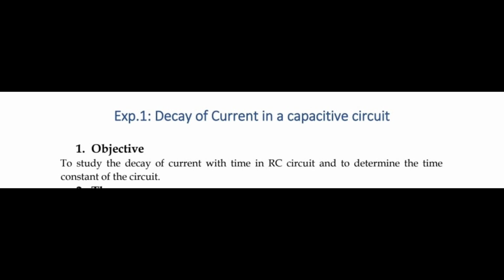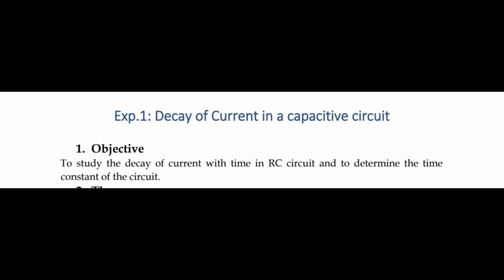I am going to explain the experiment decay of current in a capacitive circuit. The objective is to study the decay of current with time in an RC circuit and to determine the time constant of the circuit. Then we'll compare the observed time constant with the theoretical time constant.